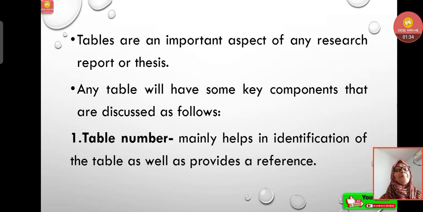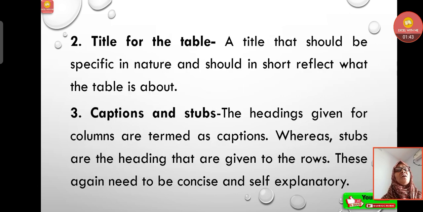First, the table number, which mainly helps in identification of the table as well as provides a reference. Then the title for the table. What are we discussing in that table? We will give the title. The title should be specific in nature and should, in short, reflect what the table is about. Obviously, we should give a short and specific heading.